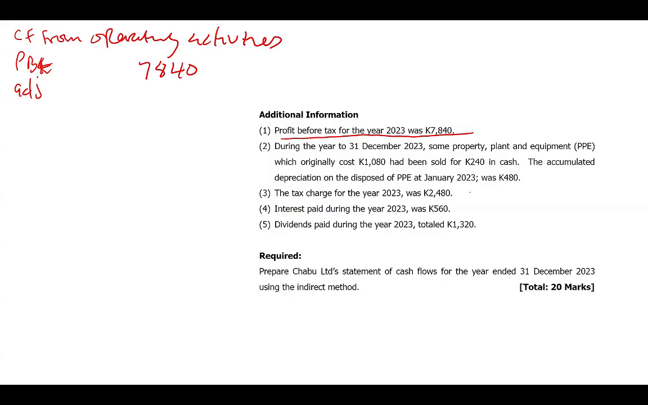So when you check this note, we are not given the carrying amount of what was disposed, but we are given the cost, we are given the accumulated depreciation of what was disposed of, meaning we can get the carrying amount of what was disposed. It is simply 1080, the cost, minus the accumulated 480, which leaves us with a 600.